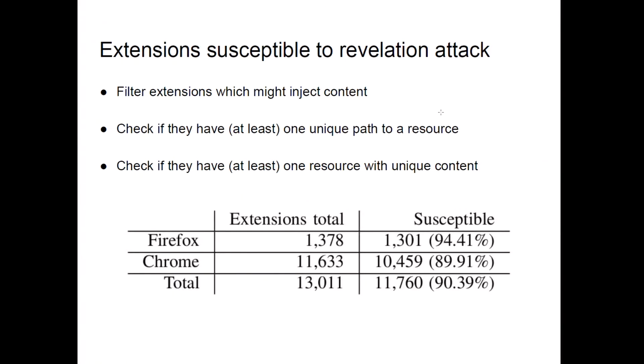It turns out that for Firefox, roughly 1,400 extensions might inject content. Based on that, almost 94.4% of all of those extensions would be able to be de-randomized. As long as they inject one single resource, we can de-randomize them. Similarly for Chrome, it's almost 90%. And in total, it's a little over 90% of all extensions for the two biggest browsers.